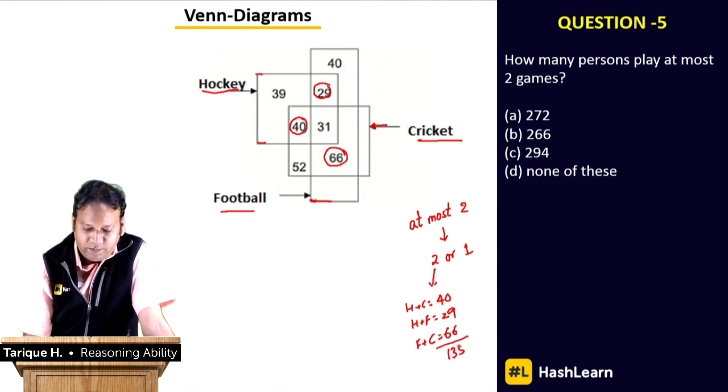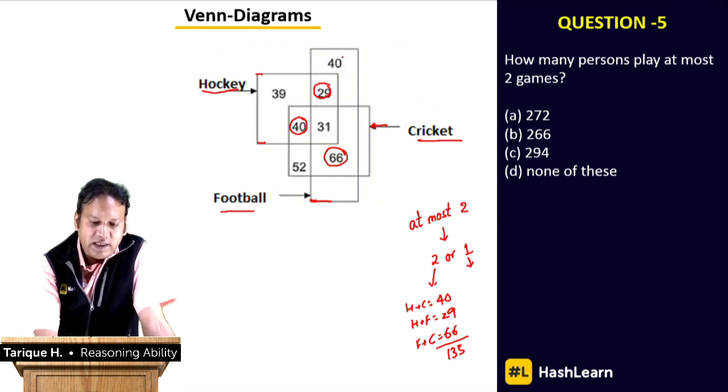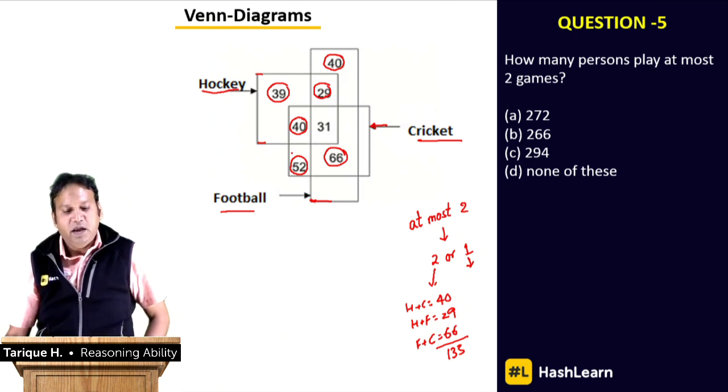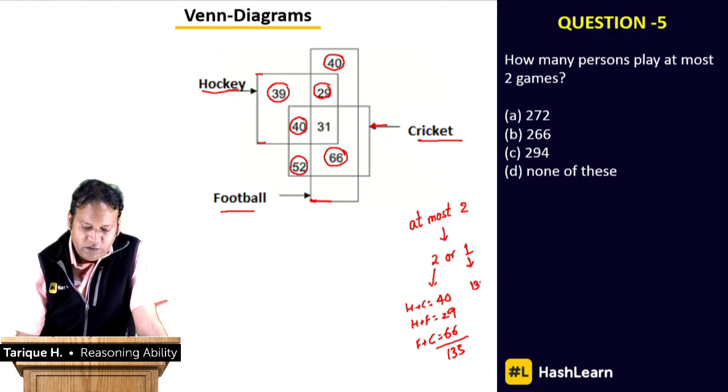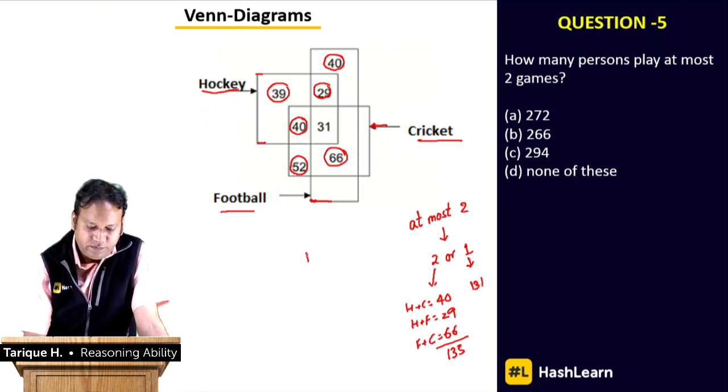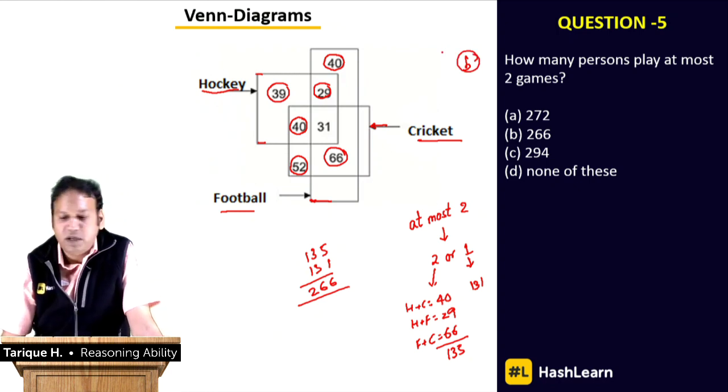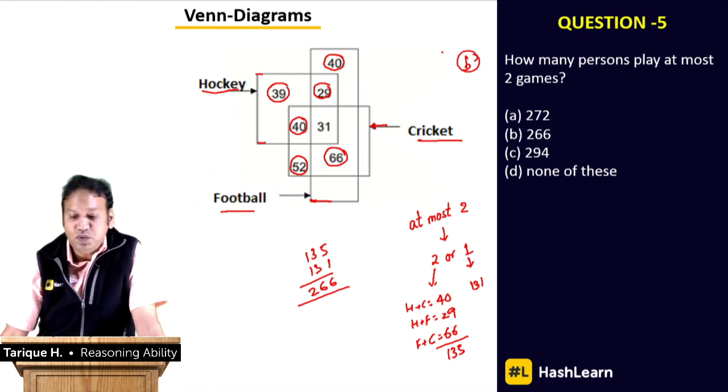So 135. How many of them play only one game? So that means there should be number only inside one figure, that is 40 here, 39 here, that is 79, and 52 here. 79, 80 plus 51, 131. If you add the total here, 135 plus 131, that is 266. That's answer option B. How many persons play at most two games? The answer would be 266.